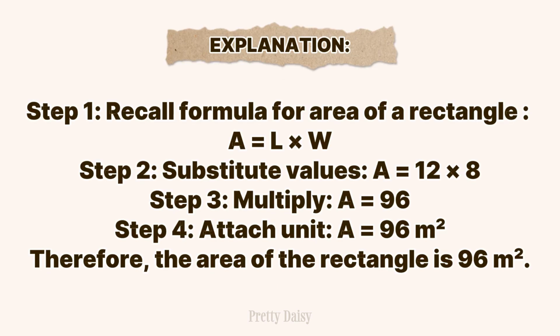Step 1. Recall the formula for the area of a rectangle. A equals L times W, where A is the area, L is the length, and W is the width. Step 2. Substitute the values. A equals 12 times 8. Step 3. Multiply. A equals 96. Step 4. Attach the unit. A equals 96 square meters. Therefore, the area of the rectangle is 96 square meters.